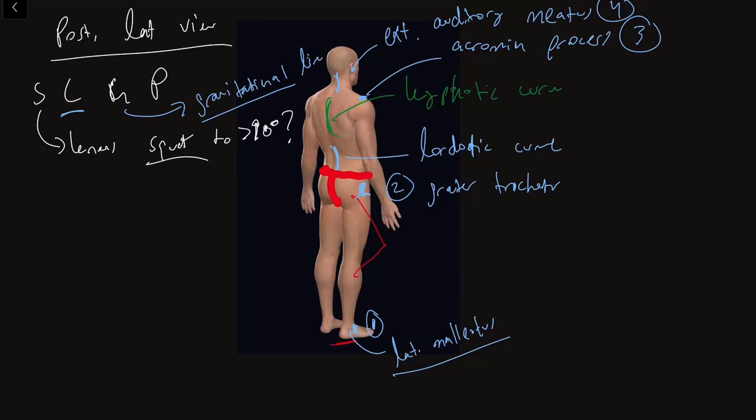So you might say that the greater trochanter is anterior to the lateral malleolus if the patient's hips were more forward than the feet on the ground. If the patient was leaning backwards, you would say that their acromion process is more posterior than the greater trochanter. And if the patient's head was extended backwards, you would say that their external auditory meatus is also posterior to the acromion process. Sometimes these can be very small amounts, but that's what you're looking for.